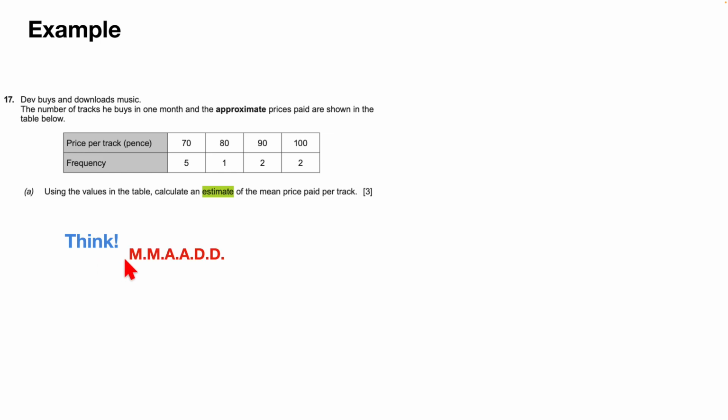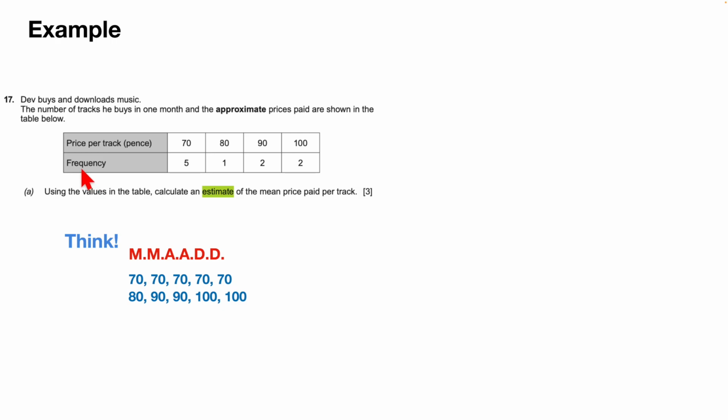So think, I'm going to use MAD. And I could, alternatively, just write down all of the actual costs in pence. We know there's 5 times 70, 5 of them. There's 1 80, 2 90s, 2 100s. I could do that. I could add all these up. But I'm going to use the same format as MAD, just so you get used to it.